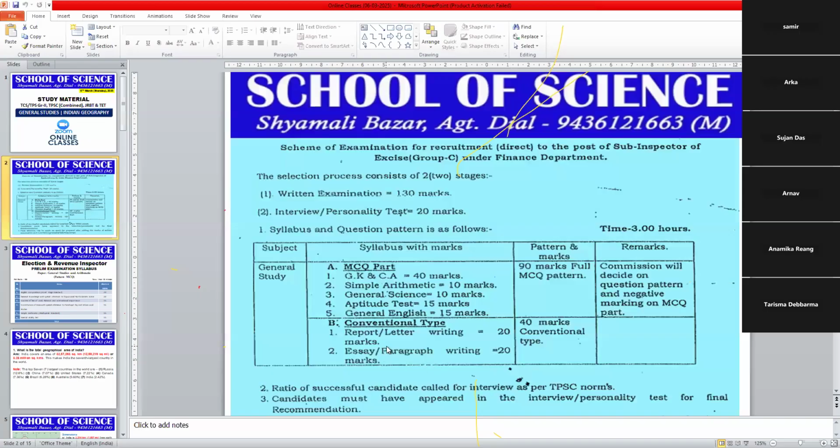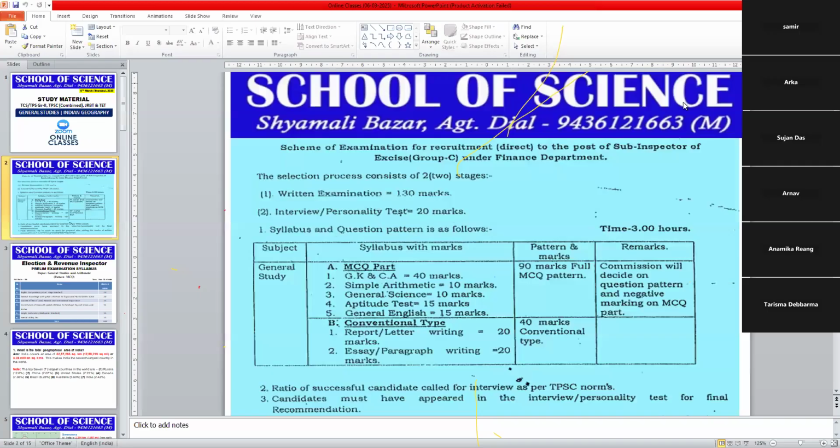And you also have to appear on the same day for the conventional type. You have to write either one report or letter writing consisting of 20 marks. And you have to write either one essay or paragraph that will again have 20 marks. So total marks is 90 plus 40, which is 130. When you get at least 90 or 100 out of 130, then you are eligible for the personality test, and the personality test will be of 20 marks.